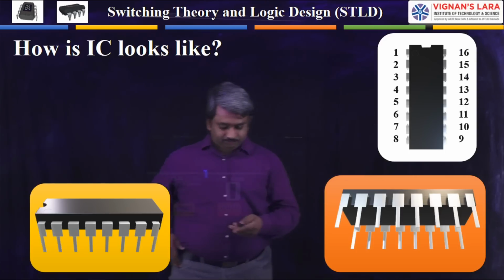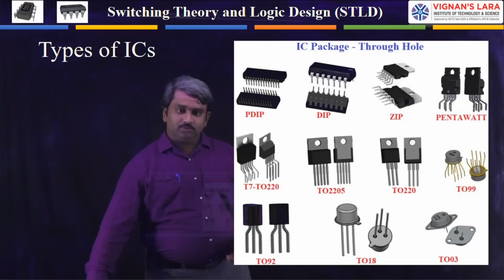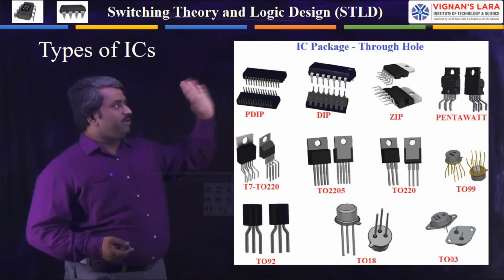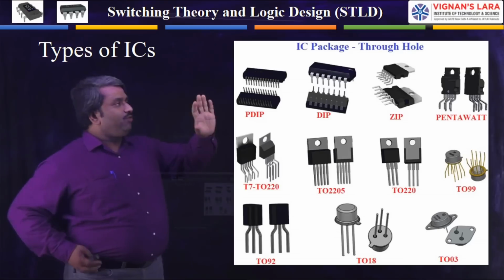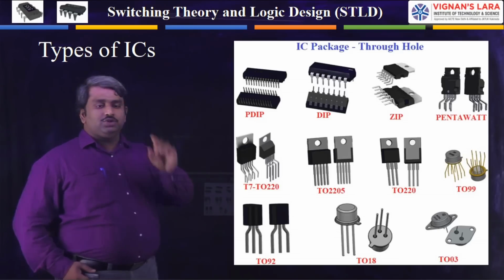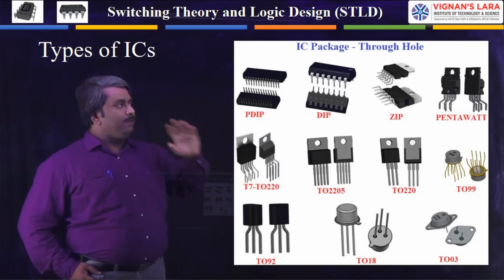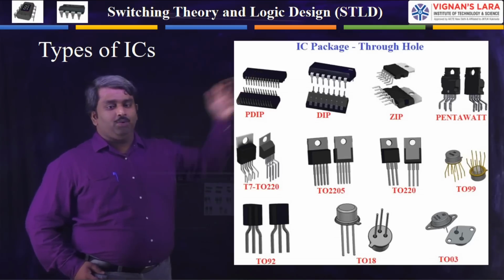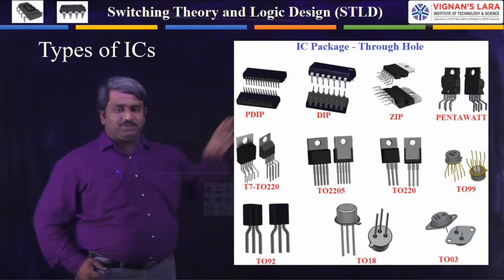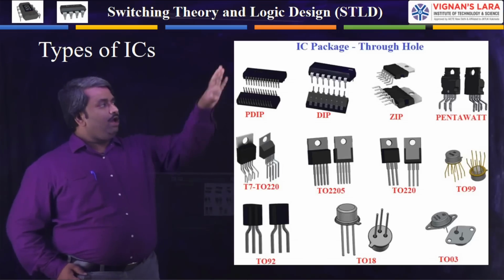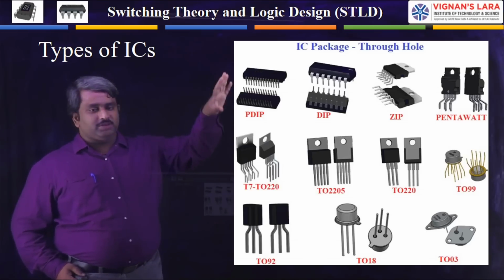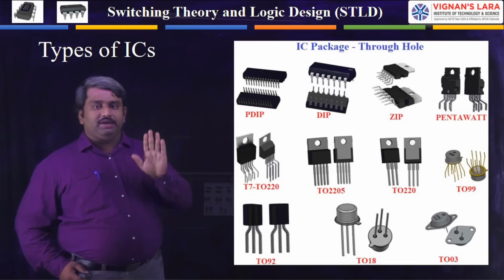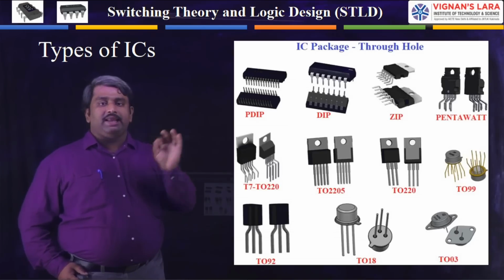Next, these are some examples of ICs. Here we have different packages: the first one PDIP, next DIP, next ZIP, next pentawatt, and different types of specifications. Generally, in our electronics subject, most of the time we use the DIP package, where DIP is dual inline package.